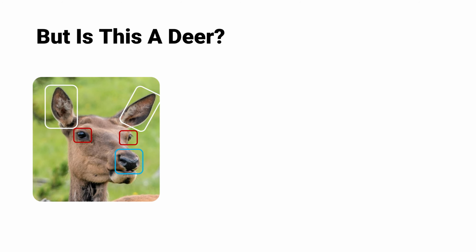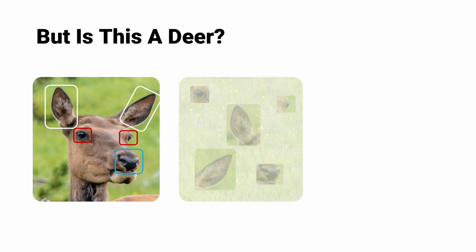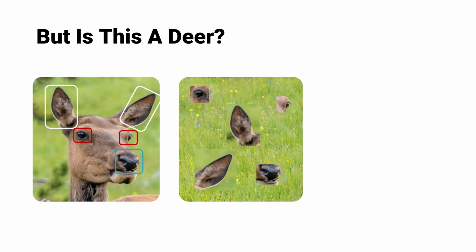Let me paraphrase this question for you. Okay, let's say we have a perfect detector. We can detect the ears, eyes, and the snout of the deer. So the question is, now in this particular image on the right hand side, our detection method has detected the same eyes, it has detected the same snout, it has detected the same set of ears. The question is, is this enough? Is this a deer? According to our initial hypothesis, this should be a deer, correct?